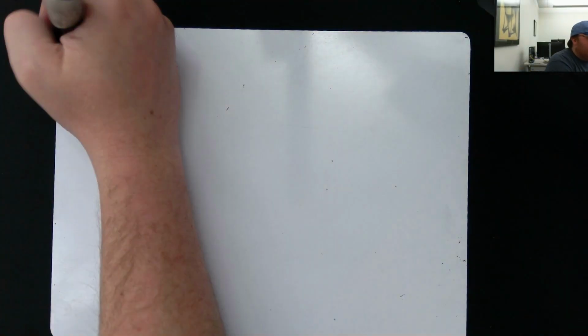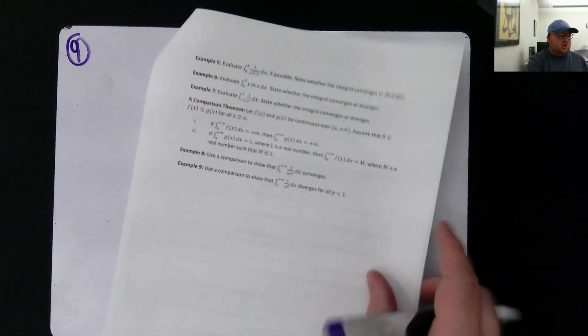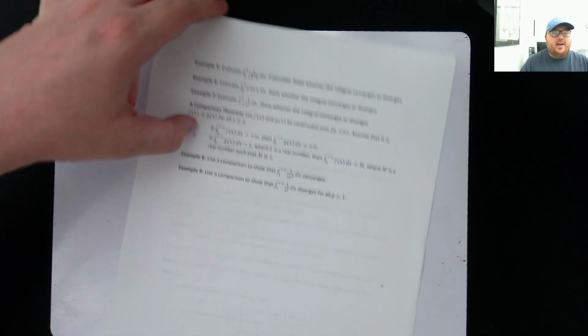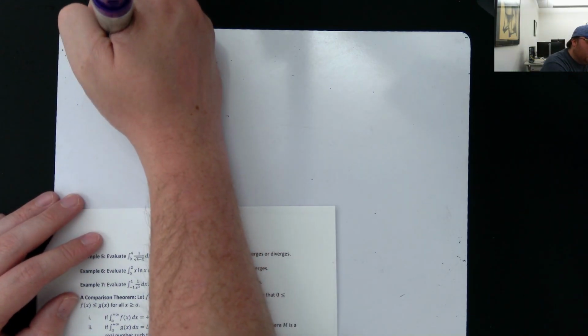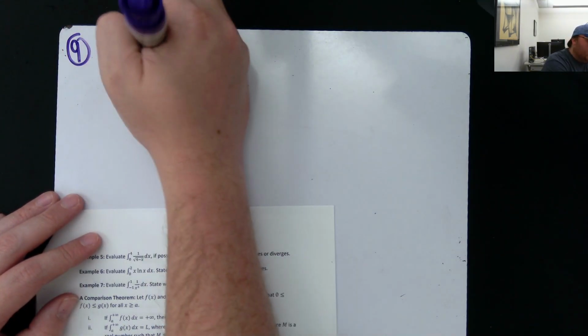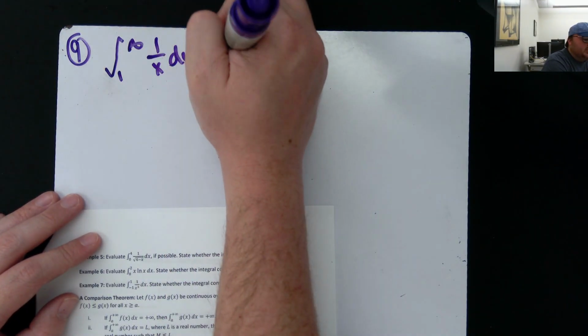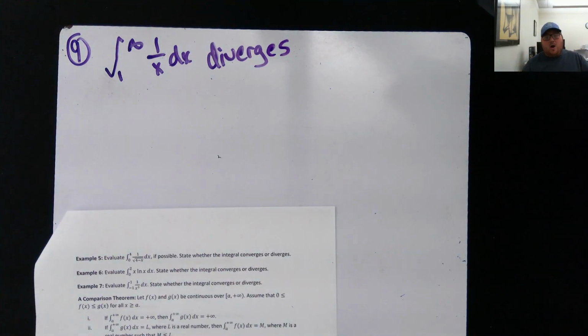So example number 9 says use the comparison theorem to show that the integral from 1 to infinity of 1 over x to the p diverges for all p that is less than 1. So something we have already shown, it was actually example number 1. What we showed on example number 1 is that the integral from 1 to infinity of 1 over x dx diverges. Go back and rewatch that one to see why, right? We have already found that.